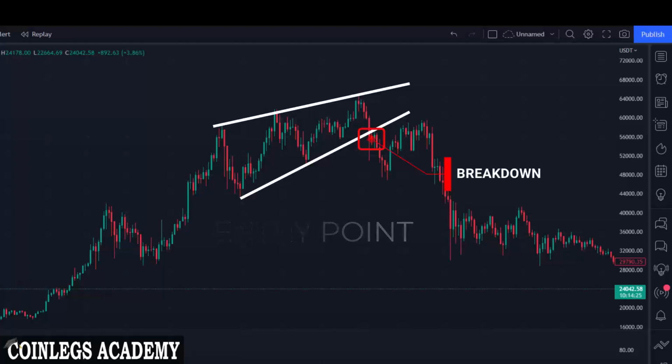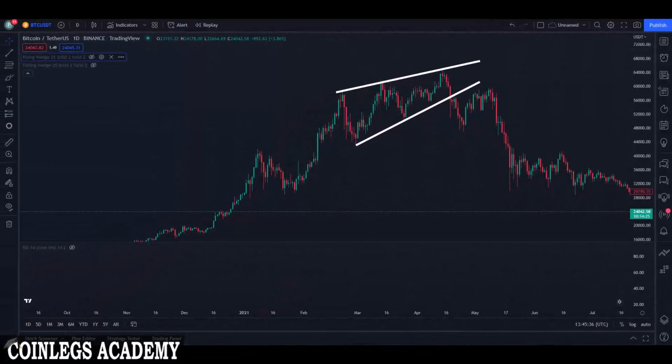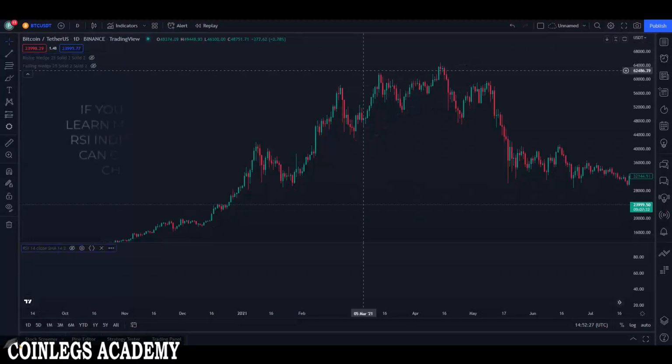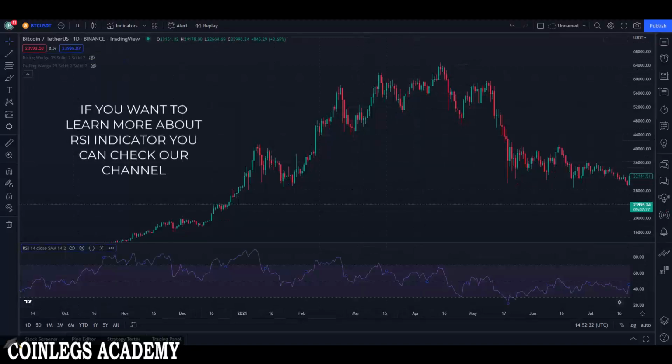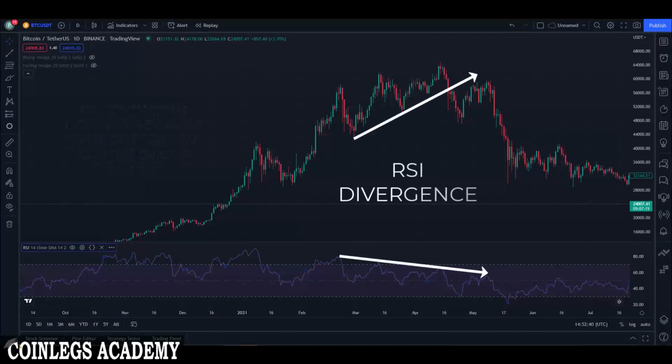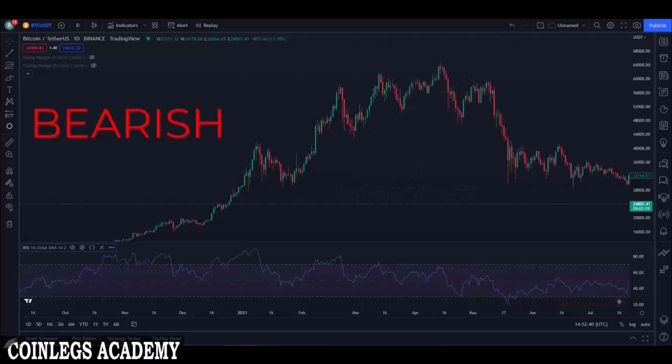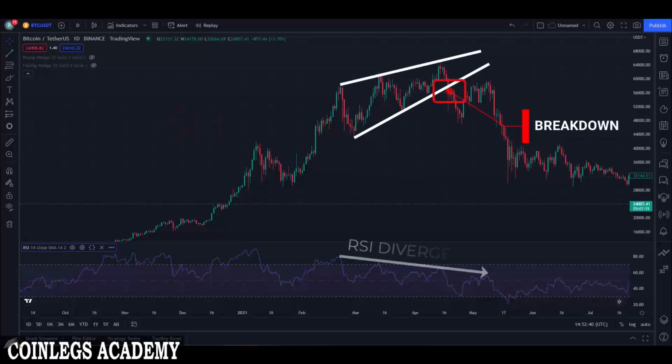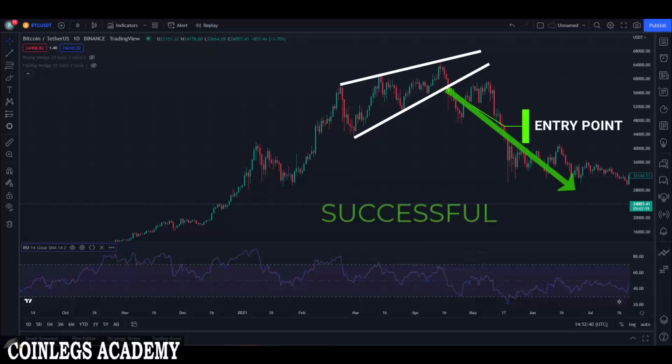But for identifying a trend reversal and safer trading, I will also use the RSI indicator. As you can see in the RSI indicator, we have an RSI divergence. This is a big bearish signal. If we use this rising wedge breakdown and RSI divergence bearish signals and take our entry here, as you can see, it's a profitable trade.